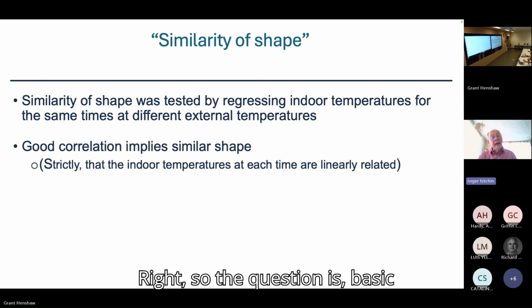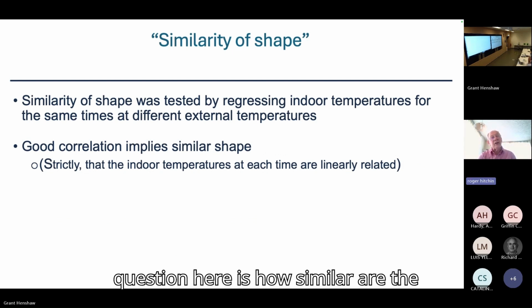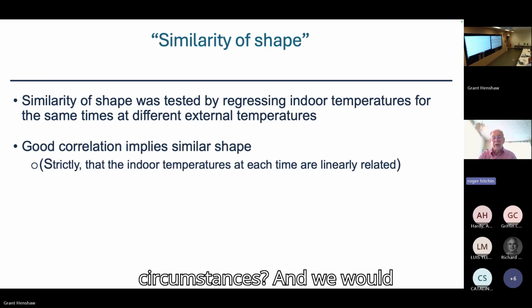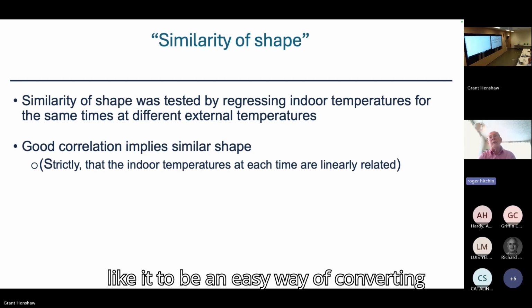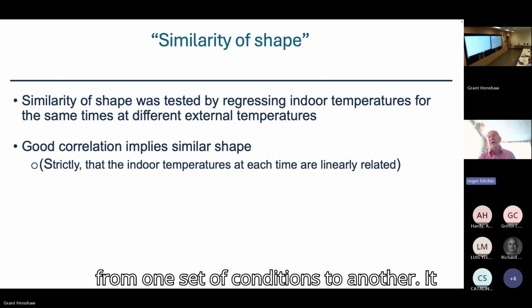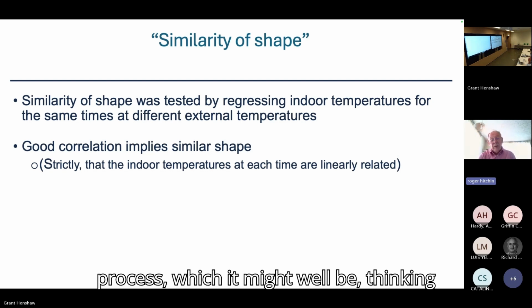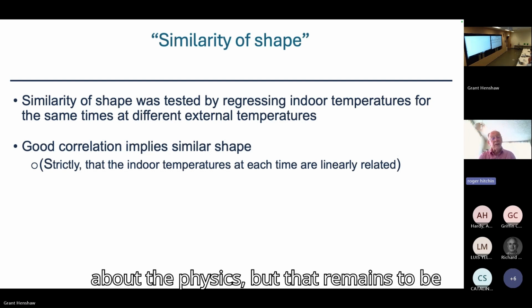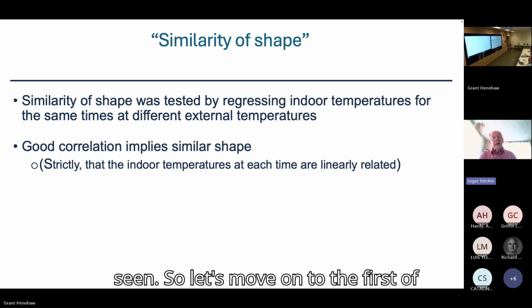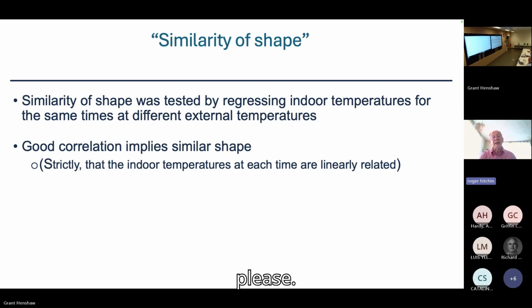Right. So the basic question here is, how similar are the shapes of the curves under different circumstances? And we would like there to be an easy way of converting from one set of conditions to another. It would be nice if it was a linear process, which it might well be, thinking about the physics, but that remains to be seen. So let's move on to the first of the graphs, please.